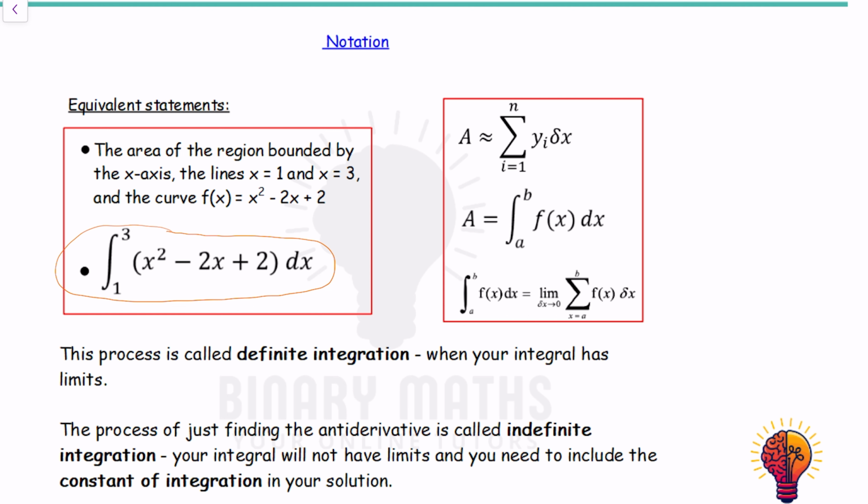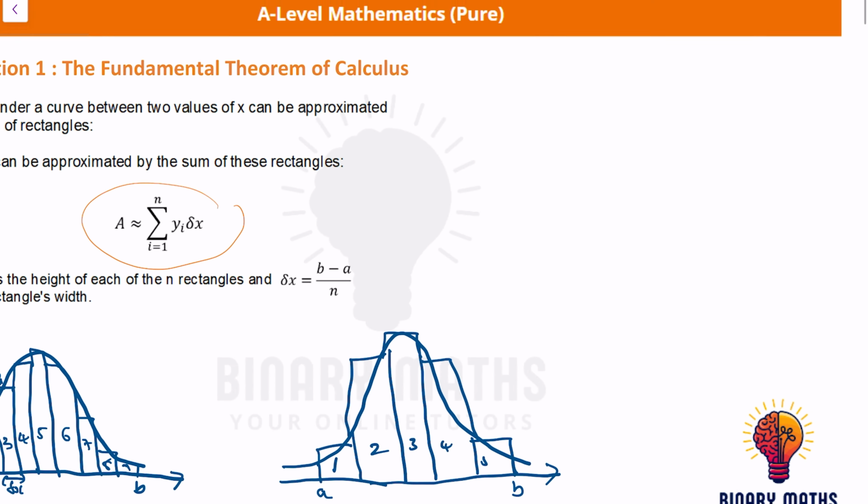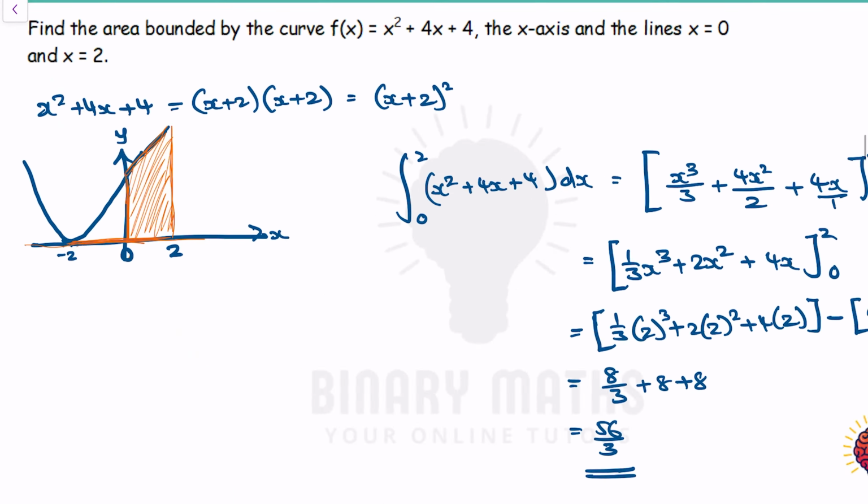So this process is called definite integration. Definite integration is when your integral has limits. Do you see how the limits are these numbers b and a at the top and bottom of the integral sign? So when it has limits, then the process is definite integration. You're going to get an answer which is numerical. The process of just finding the antiderivative is called indefinite integration.